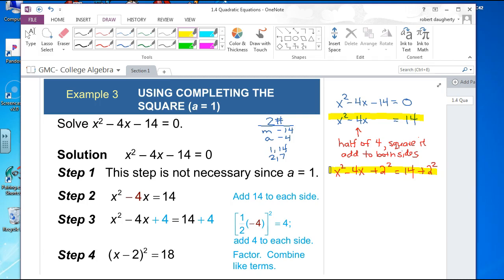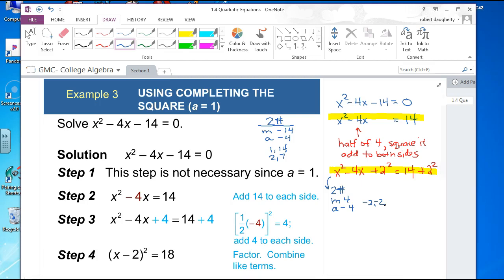Now, the left side should factor. If you look at the left side, are there two numbers that multiply to 4 and add to give you negative 4? It looks like negative 2 and negative 2 will do that. You multiply to get 4, you add to get negative 4.